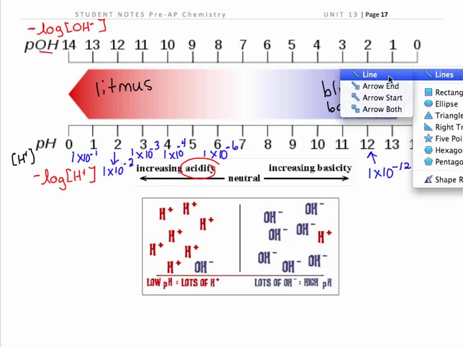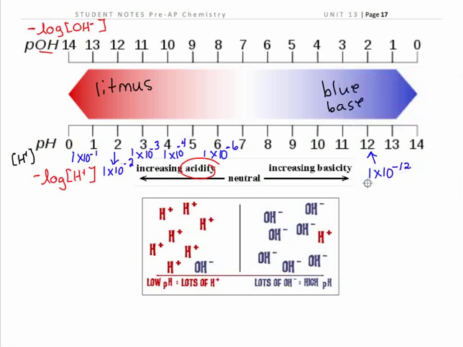So here's the take home, a couple of take home that I want to show you here. If there's a 1 in front, all you need to do is take the power, drop the negative sign, take the power, and you have pH. If there's a 1 in front. If there's not a 1 in front, we're going to be doing calculations. Okay? But you can estimate.